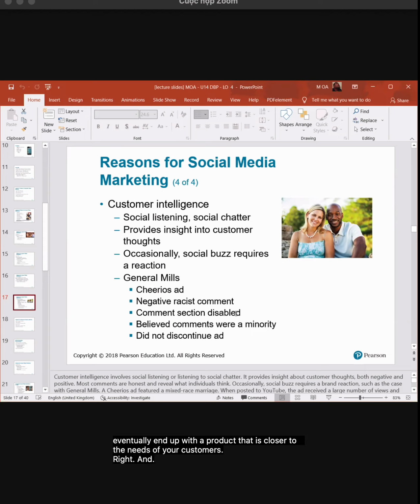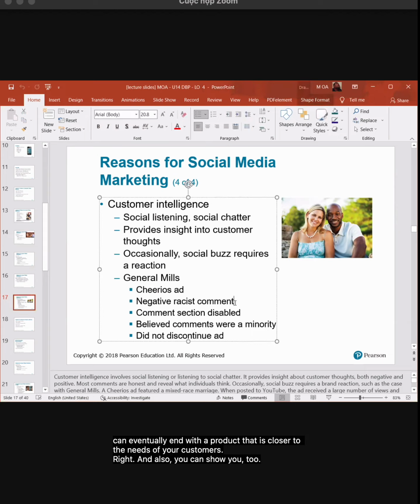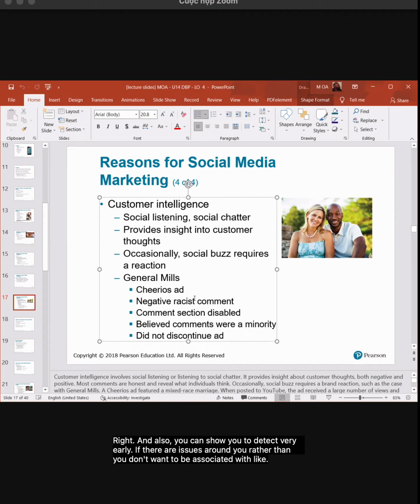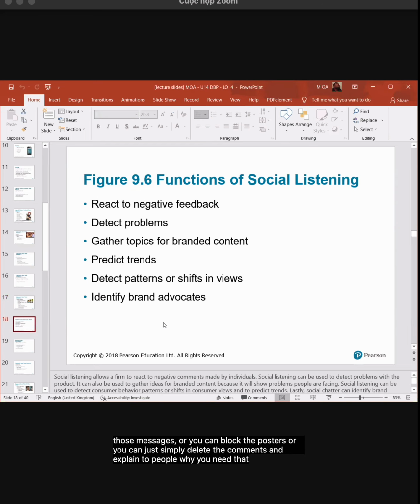And also, it can help you to detect very early if there are issues around your brand that you don't want to be associated with. Like in the US, for instance, if there are some racist comments, then you can take appropriate measures early to block those messengers, or you can block the posters, or you can just simply delete the comments and explain to people why you did that. To be a socially responsible brand, of course.